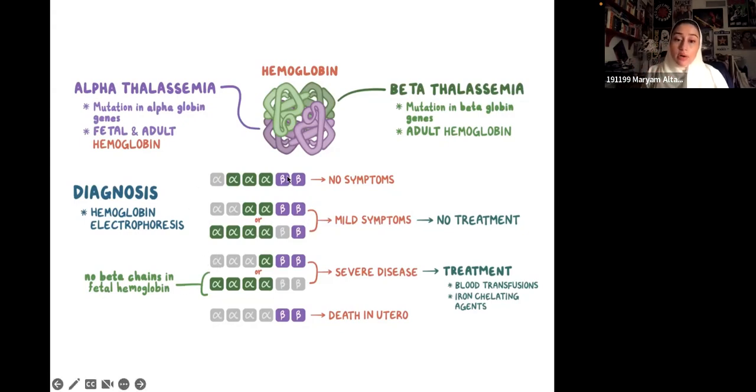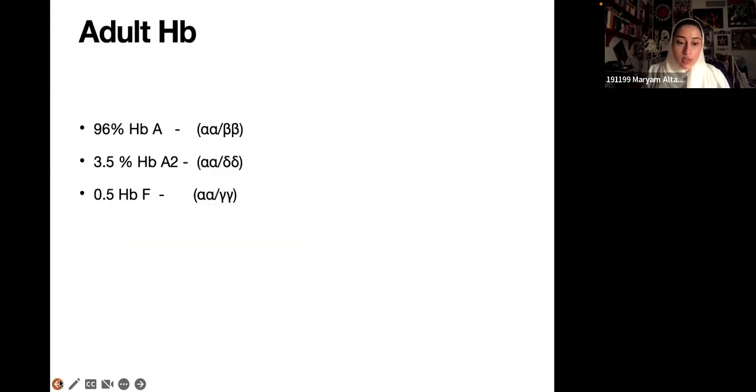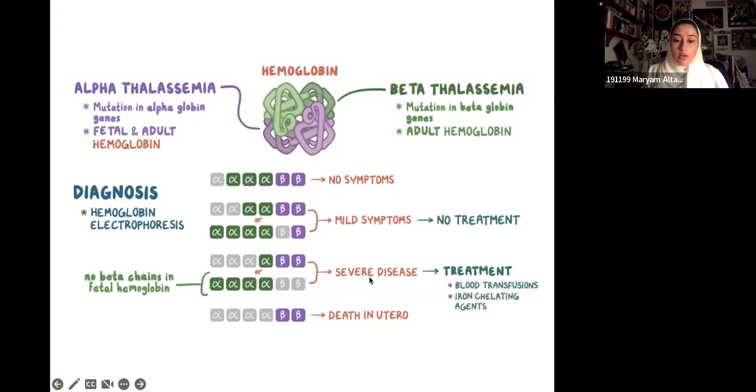However, the problem comes when we have severe disease. So severe disease, either you have alpha thalassemia major, so loss of 3 out of 4 of our alpha genes, okay, or beta thalassemia major, where you have no beta chains whatsoever. So in this scenario, the percentages that I showed here are going to be completely different, and you will see that in a second, okay? However, if you have absolutely no alpha genes, then this is going to cause death in utero.